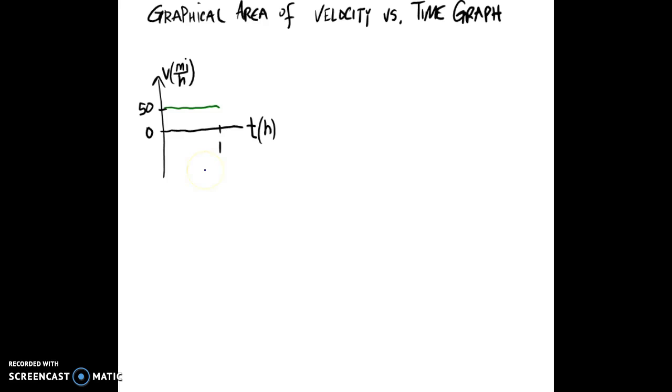can be captured in the graphical area of a velocity time graph. And by graphical area, I mean the area bounded by the time axis down low and the line that represents the velocity. So in this case, that's the area. And this area can be calculated by looking at this like a rectangle.